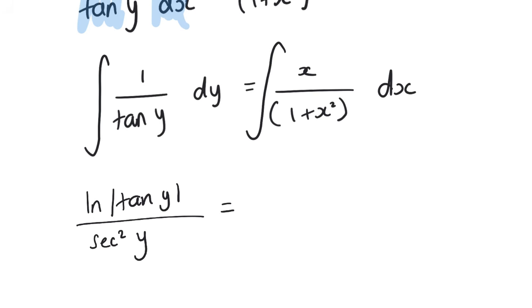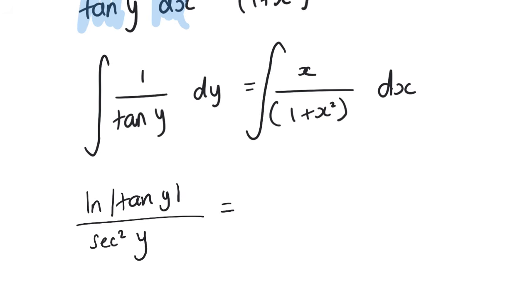So this equals, how do I integrate x over 1 plus x squared? What should I do? Partial fractions. We can't separate them. The only problem now is we have this random function.